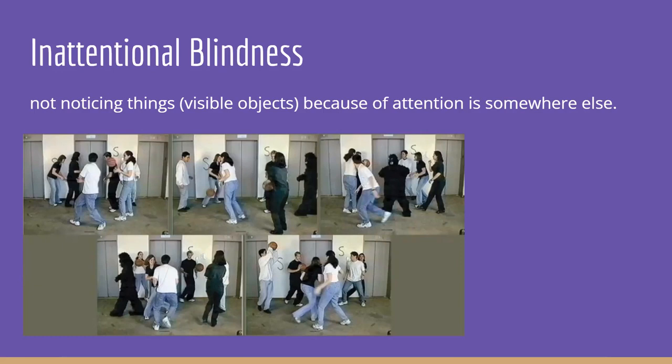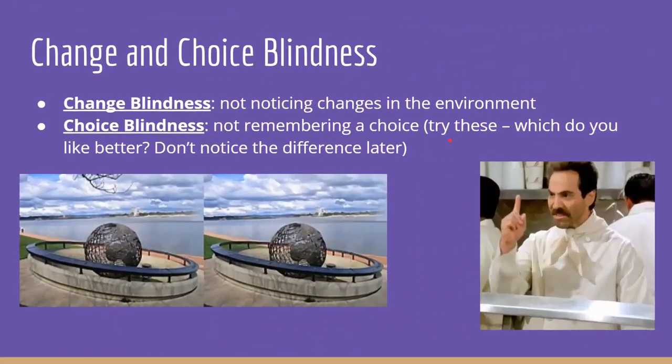So if you see these pictures, one time people were told to look at people playing basketball. And then later on, they were asked, did you see someone walk by? Someone in a costume had walked by, and they said no, and they didn't believe it. But then when they saw it again, they were like, hey, how did I not notice that before? That's inattentional blindness.